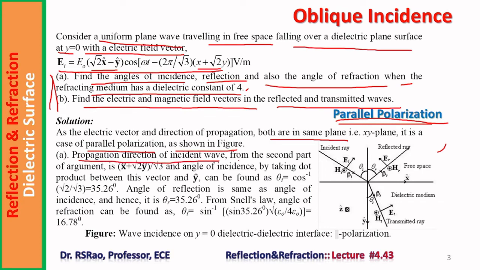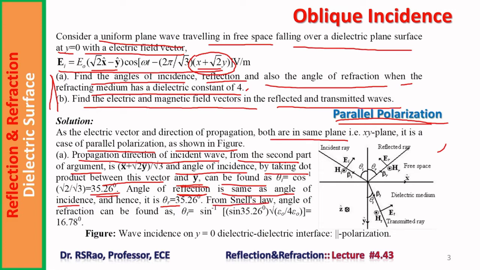The propagation direction of the incident wave, from the second part of the argument, that is here, from this piece one can obtain as x cap plus root 2 y cap by root 3. And the angle of incidence, by taking the dot product between this vector and y cap, can be found as theta i is cos inverse root 2 by root 3. It is 35.26 degrees. The angle of reflection is the same as the angle of incidence, and hence it is equal to 35.26 degrees.